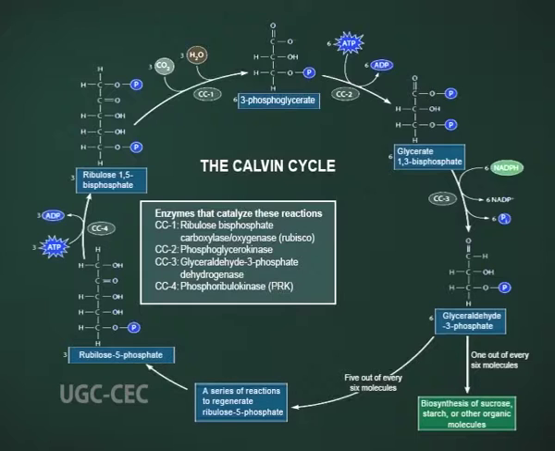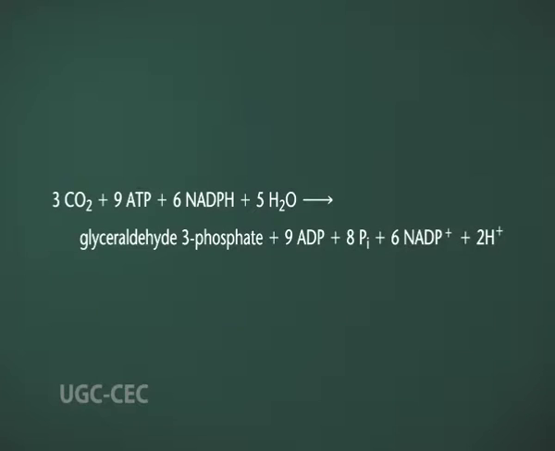Hence, one complete turn of the cycle, trapping 3 molecules of carbon dioxide as 1 molecule of glyceraldehyde 3-phosphate, requires 6 plus 3, that is 9 ATPs and 6 NADPH. Thus, the overall reaction can be represented as 3 molecules of carbon dioxide plus 9 molecules of ATP plus 6 molecules of NADPH plus 5 molecules of water gives rise to glyceraldehyde 3-phosphate plus 9 ADP plus 8 inorganic phosphate plus 6 molecules of NADP+ and 2 protons.